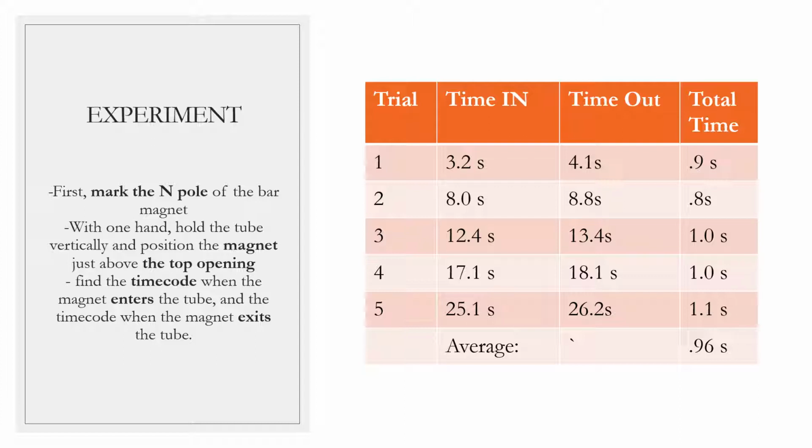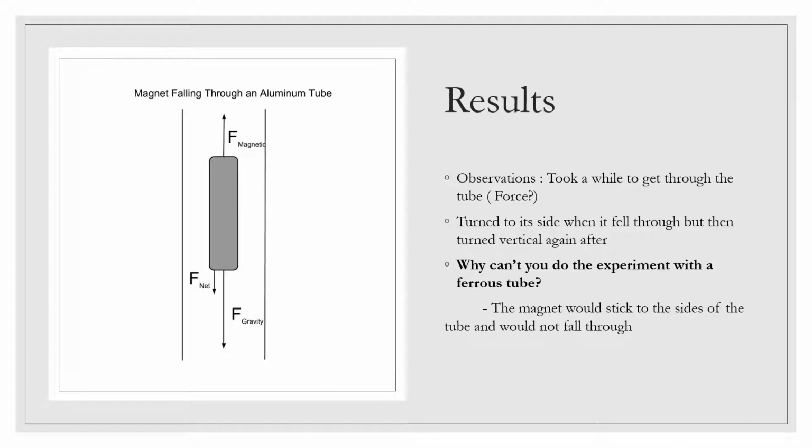And on the right you can see the 5 different trials I did and the average of those total times. On the left, you can see a diagram of the magnet falling through the aluminum tube. You can see the magnetic force is pointing upward and the force of gravity is pointing downward, and you can see the net force is also pointing downwards.